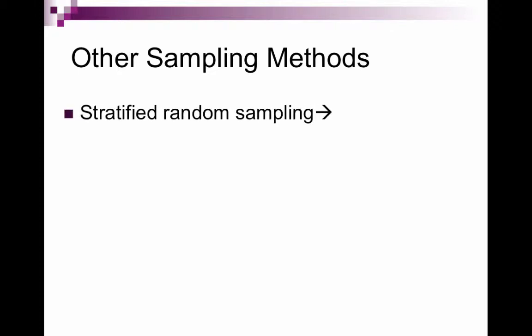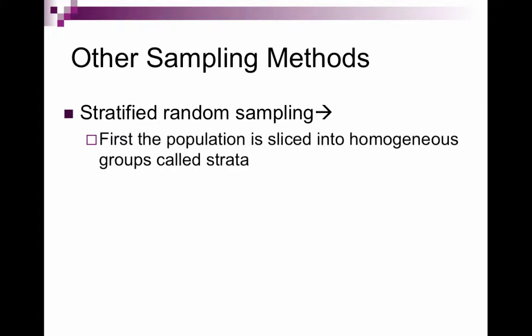The first one is a stratified random sampling. So what that is, is that the population is sliced into homogeneous groups called strata. So each stratum has a similar characteristic. So you might break it apart by male or female, or by age or gender, but you're breaking the groups off so that each group is homogeneous. Like one group is all females, one group is all males.